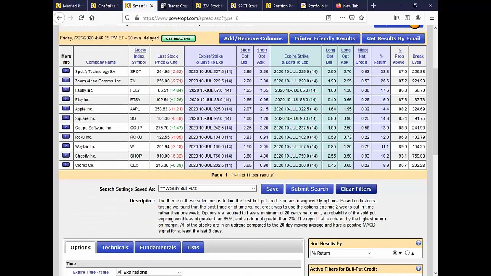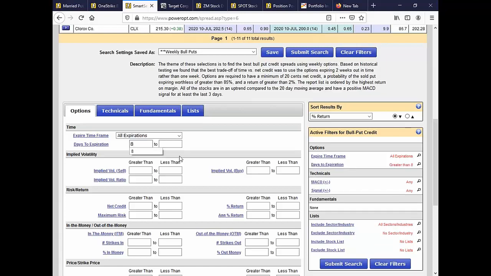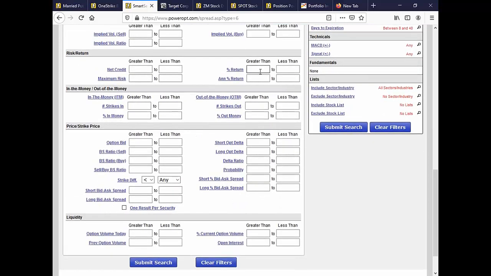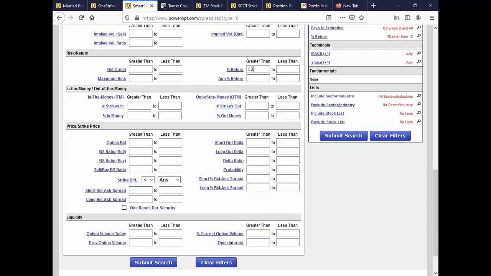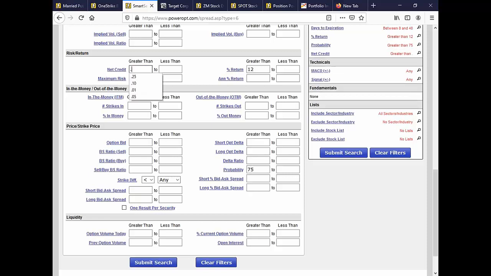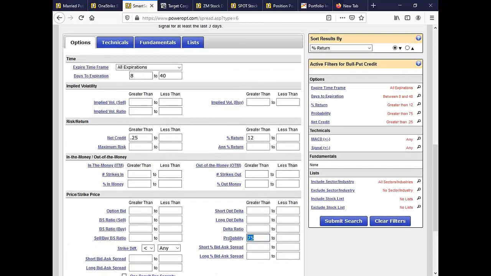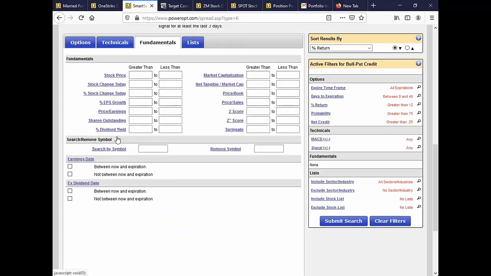I'm going to clear out all the filters. I'm going to set my expiration date to be between at least 8 days out in time to 40, for example. I know I want a percent return of greater than 12. I want a probability of greater than 75%. And yeah, I'm going to want a decent net credit of hopefully at least 45 cents. Now, let's put it down to 25, so we might even see some 2.5 point spreads there also. All right, don't need to worry about delta. This is my minimum target, 75% probability, 12% return, net credit of 25 cents. Then we'll go into the stock fundamentals, and I'll just screen against Clorox.